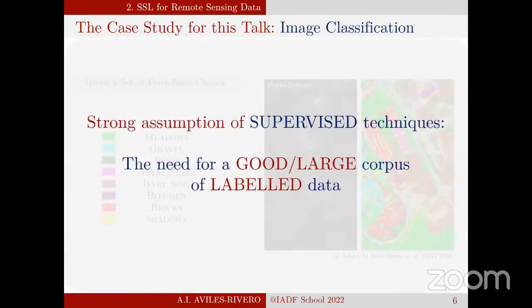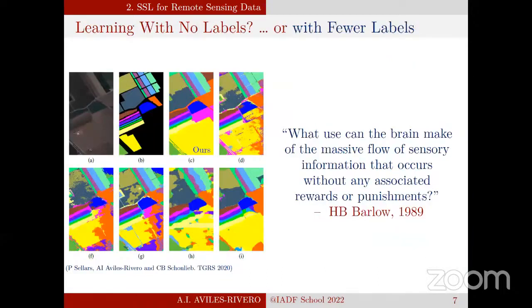When we take a look at the literature, not only hyperspectral but in general remote sensing with image classification, we realize that early works, or the majority of works, rely on what is called the supervised paradigm. The main disadvantage of this family of techniques is that you need a good and large corpus of labeled data. And this is really hard, particularly in remote sensing, because unlike, for instance, labeling cats and dogs, when you are labeling remote sensing data you need some expert knowledge about, for instance, whether it's vegetation, etc. So this is a constraint. And the labels are a constraint in themselves. Even if you have labels, you have high uncertainty. So what about learning with no labels or fewer labels? That has been the question.